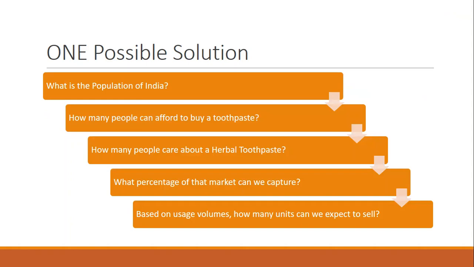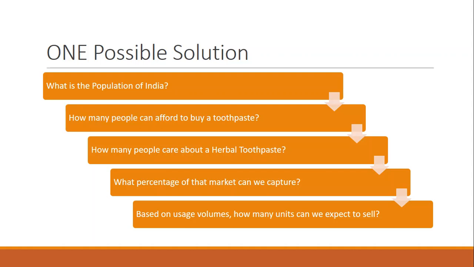What's the population of India? Again, I'm assuming that we are operating just in India. If it's a global market, that's an entirely different ball game. Then we ask how many people can afford to buy a toothpaste, because a lot of people either live in rural regions and prefer to use their datun sticks instead of a toothpaste. A lot of people cannot afford to buy a toothpaste. Once that is decided, we talk about how many people care about a herbal toothpaste.